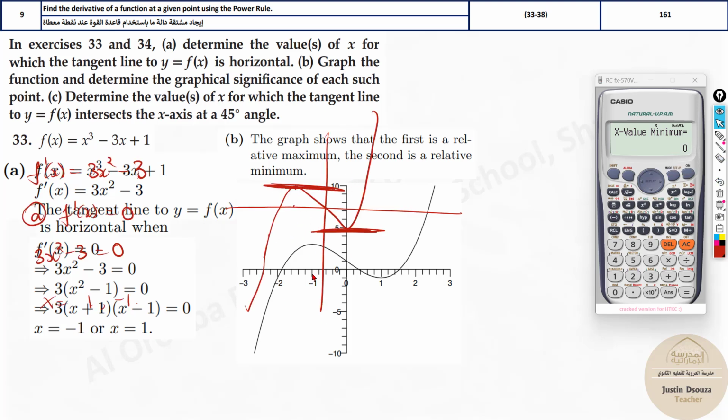See over here, where is minus 1 over here? The slope is 0. You can see it's a flat line. Here at 1, it's a flat line. This is the important thing you need to know.